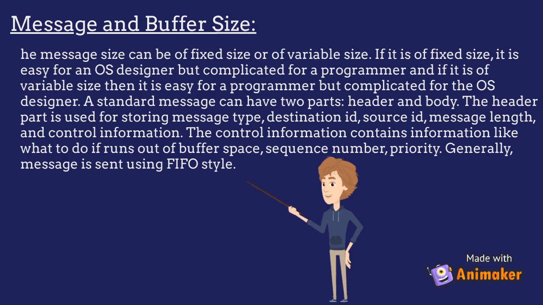A standard message can have two parts, header and body. The header part is used for storing message type, destination ID, source ID, message length, and control information. The control information contains information like what to do if it runs out of buffer space, sequence number, priority. Generally, a message is sent using FIFO style.